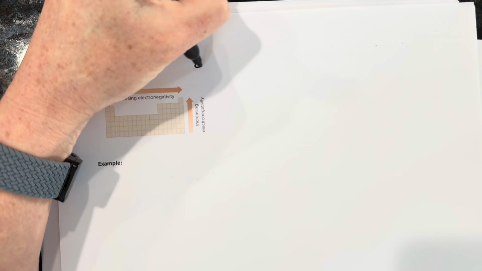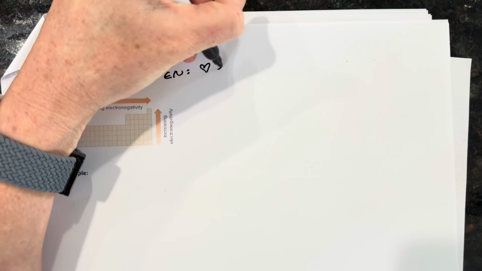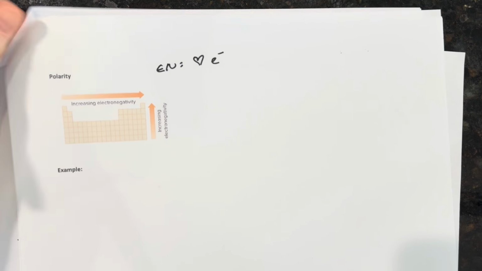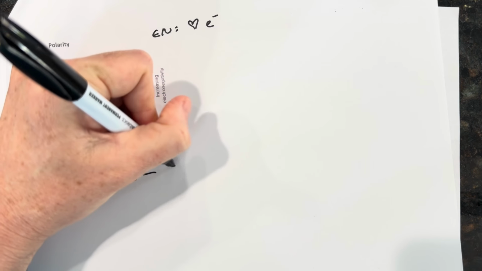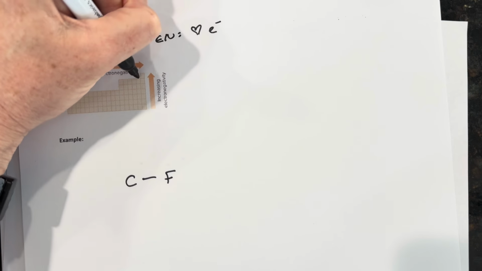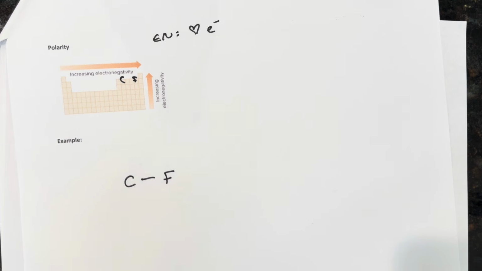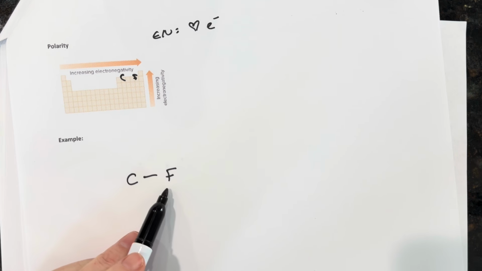So polarity. If this is our periodic table, we have something called increasing electronegativity. What electronegativity means is that the atom loves electrons. If you have an atom that has high electronegativity, it loves electrons. So let's do some examples. Let's say you have a carbon bonded to a fluorine. Fluorine is right here, carbon's right here. And hopefully you agree, based on this, fluorine is more electronegative.